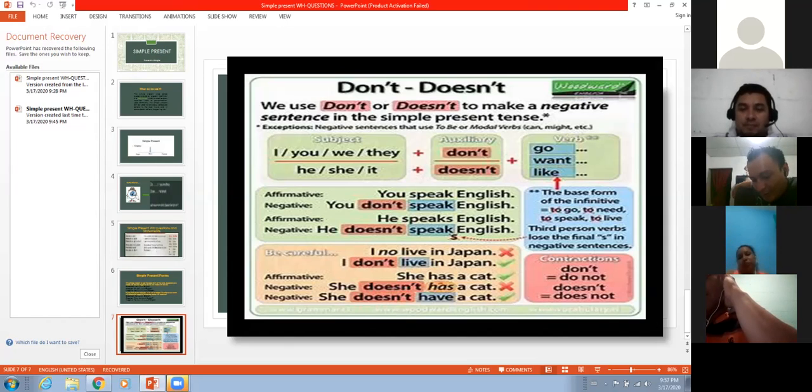So I do not have to conjugate the base form, in this case the verb have, in the third person as I have done in the affirmative way, because the auxiliary is already telling me that the sentence is in third person. Is that correct? So what is the correct way to say it? Take a look at the last one. She doesn't have a cat.